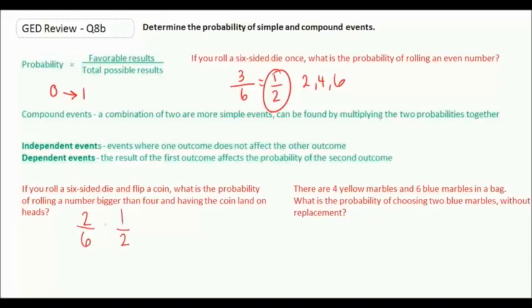So we have 2/6 times 1/2. We're going to multiply those together. We can either simplify now or simplify later, but let's multiply and we get 2 over 12, and then we can simplify that to 1 over 6. And that is the probability of rolling a number bigger than 4 and having the coin land on heads.